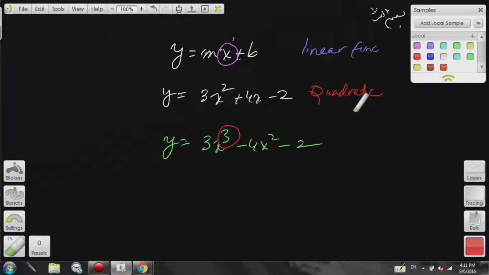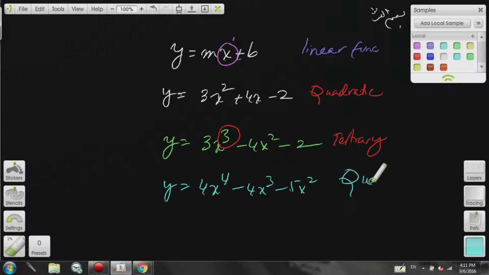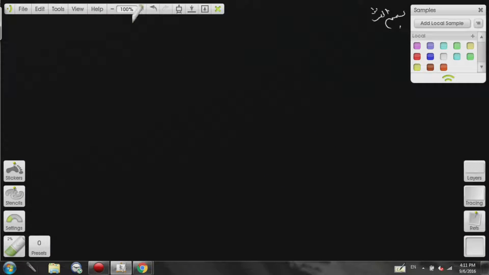Linear, quadratic, tertiary. And if you're curious to know what this is called, this is a quartic function. Quad means four, but that's quadratic, and that's a quartic function. That's a tertiary or third degree function. All right, back to our quadratic functions though. So this is the standard form of a quadratic function.